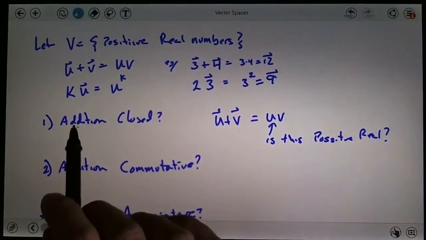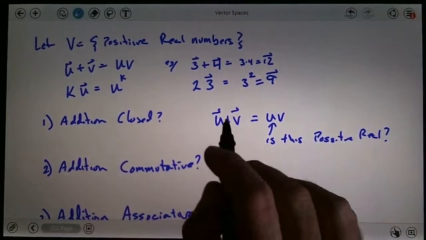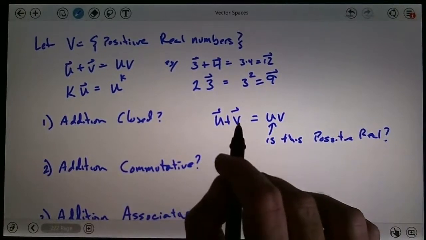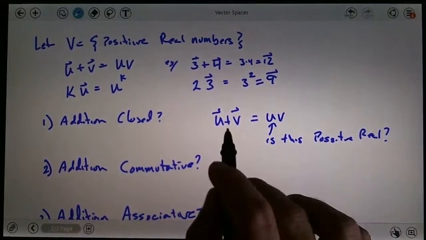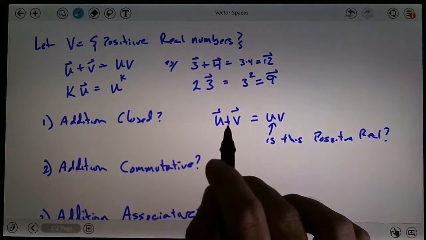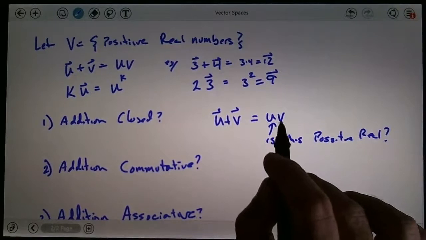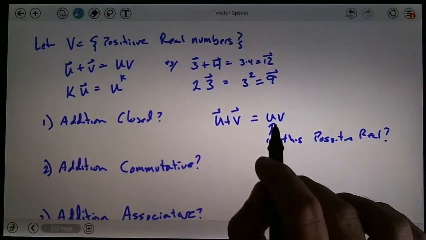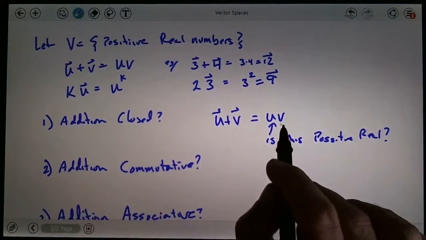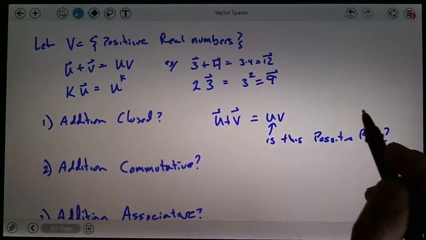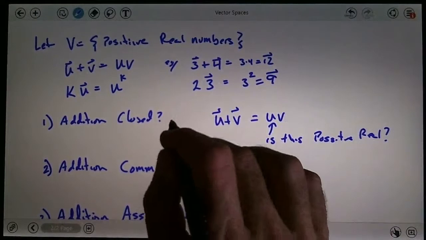So let's check. Is addition closed? If I take two vectors, which are two positive real numbers, and I multiply them together, right? That's what I mean by adding. If I add the vectors by multiplying the numbers, does that give me a positive real? Well, sure. Product of two positive real numbers is a positive real number. So yes, addition is closed.